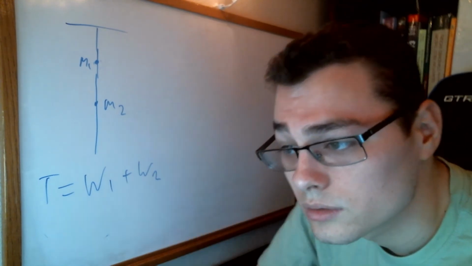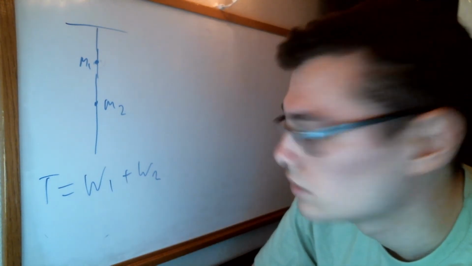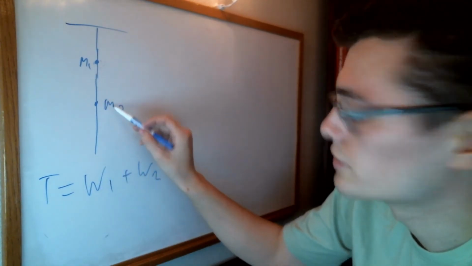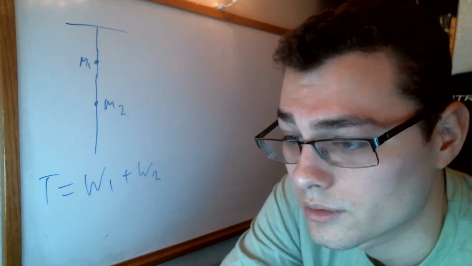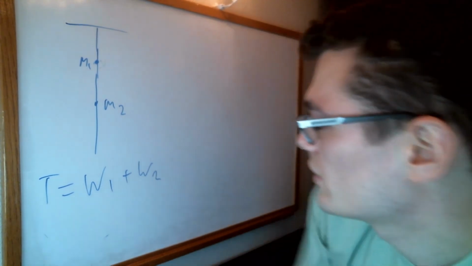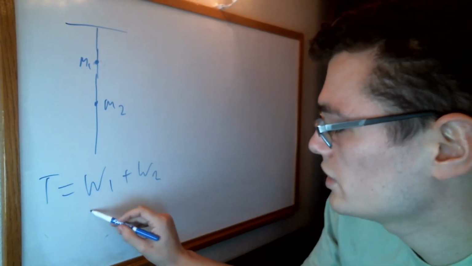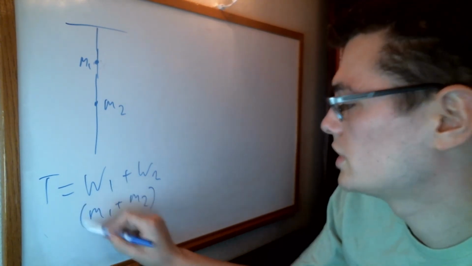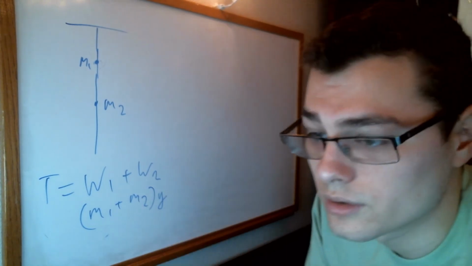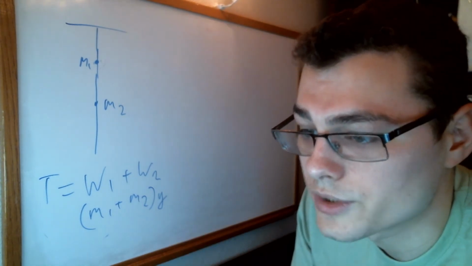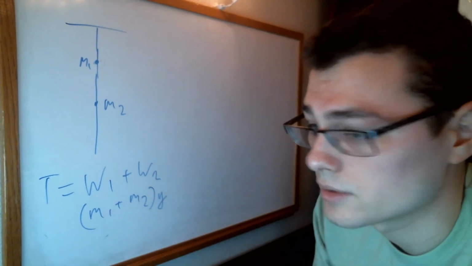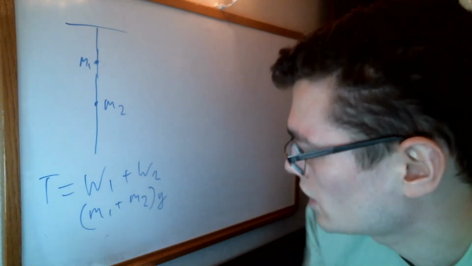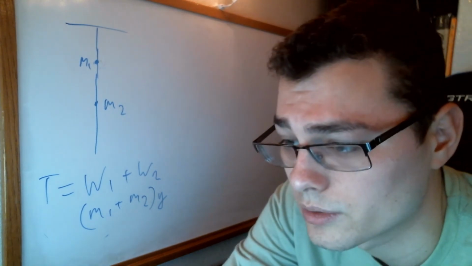where W1 is going to be the weight due to this one, and W2 is going to be the weight due to that one. And so then we can factor out a g in these, and so then we have M1 plus M2 times g. And so then we just need to add their masses up and then multiply by 9.81, and that will give you the tension in the rope.